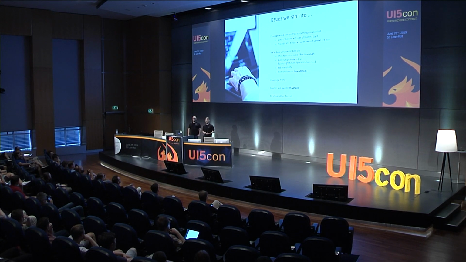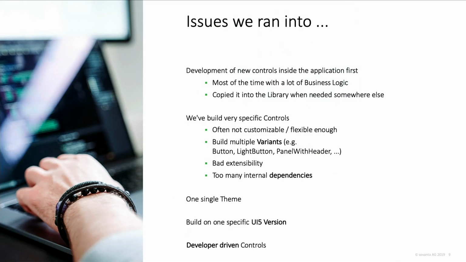So this was not really a good way to reuse this library code in further application projects. Another point was, because we copied the code around, it was not really thought through when we developed a control. All controls were developer-driven, so the developer just decided, okay, I need a new control for this specific requirement of my application, and started coding. Because of this, he didn't make decisions so the control was reusable in other use cases. He just concentrated on his one use case. So we had not really flexible controls.